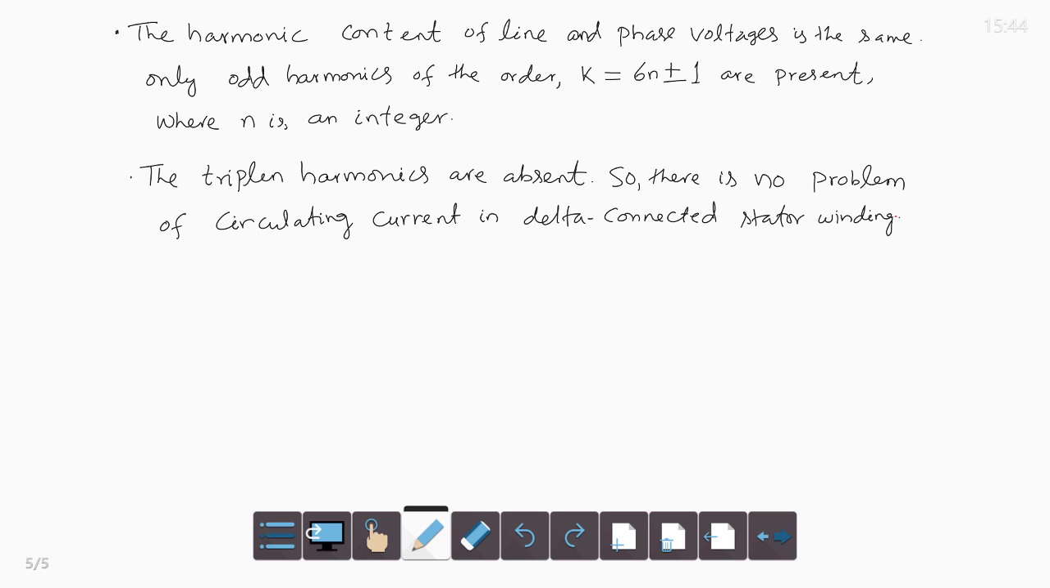The triplet harmonics, that means multiples of 3, like 6, 9, 12, 15, 18, are absent. Triplet harmonics are always in phase, so triplet harmonic current circulates in the delta of the delta winding of the stator. But as triplet harmonics are absent, there is no problem of circulating current in the delta connected stator winding.